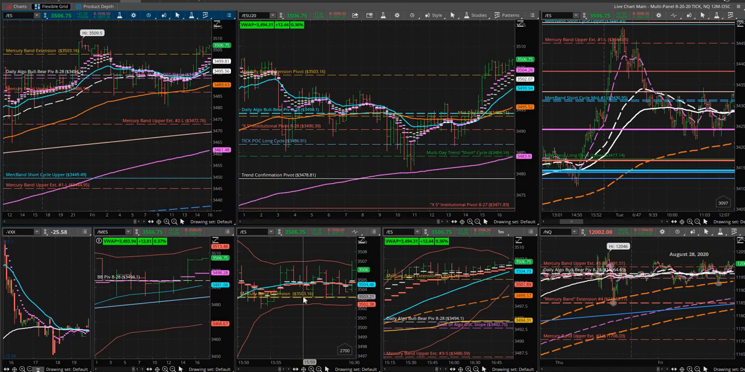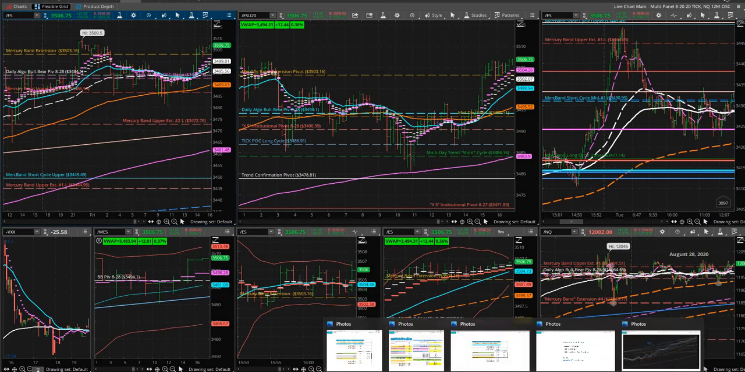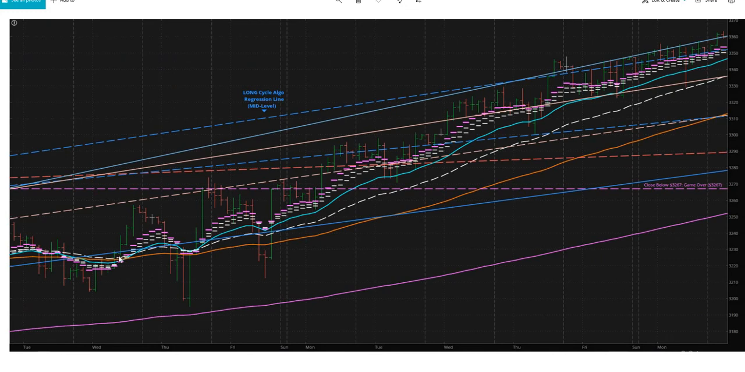We're going to give you a look at each one of these panels, but let's start at the longer term end of the spectrum, and we'll work our way down. For our intermediate trading folks, the automated algorithm has been long since about 3228, and here we are trading 180 handles higher. This video is being recorded on August 29, so on Friday, S&P closed over 3,500. If you're looking for those big trades, it's very simple.